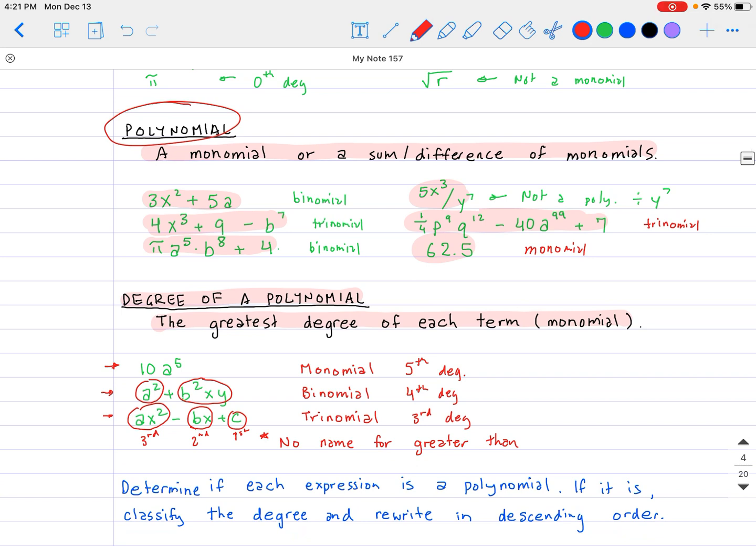Anything that is greater than a 3 terms polynomial, we just go ahead and call it a polynomial.